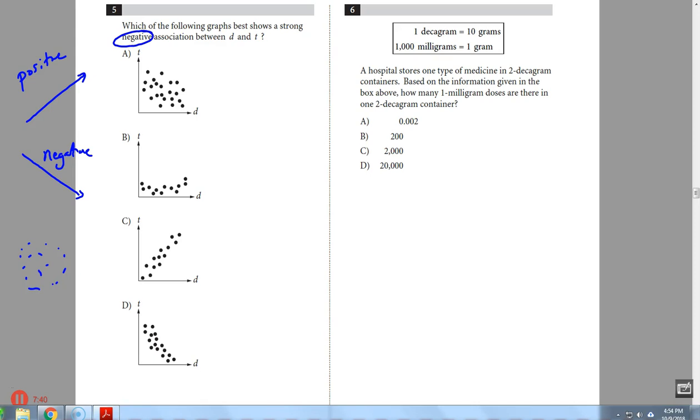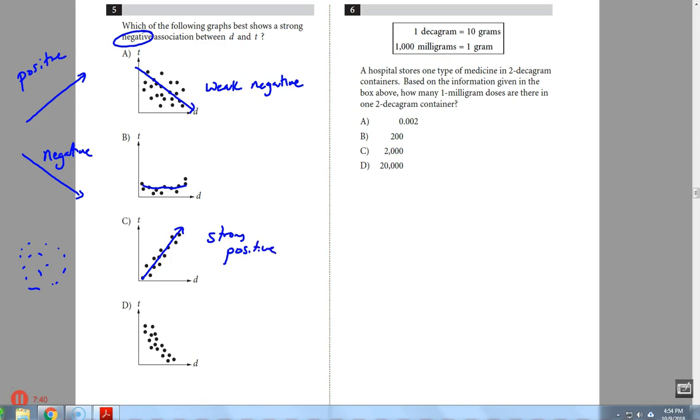So looking at part A, to me it's kind of negative. It's generally coming down, but I would say it's weak negative. And it's weak because the dots are really far away from the line. They're not packed in nice and tight. Looking at part B, there's really not much of a correlation here. It doesn't really flow, positive or negative. C is a pretty strong positive. So I'd say this is a strong positive.